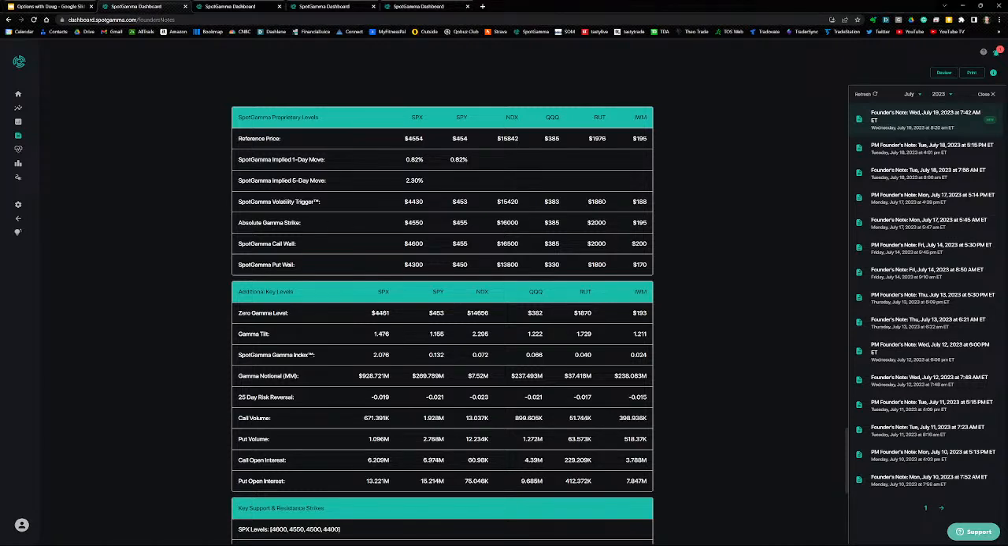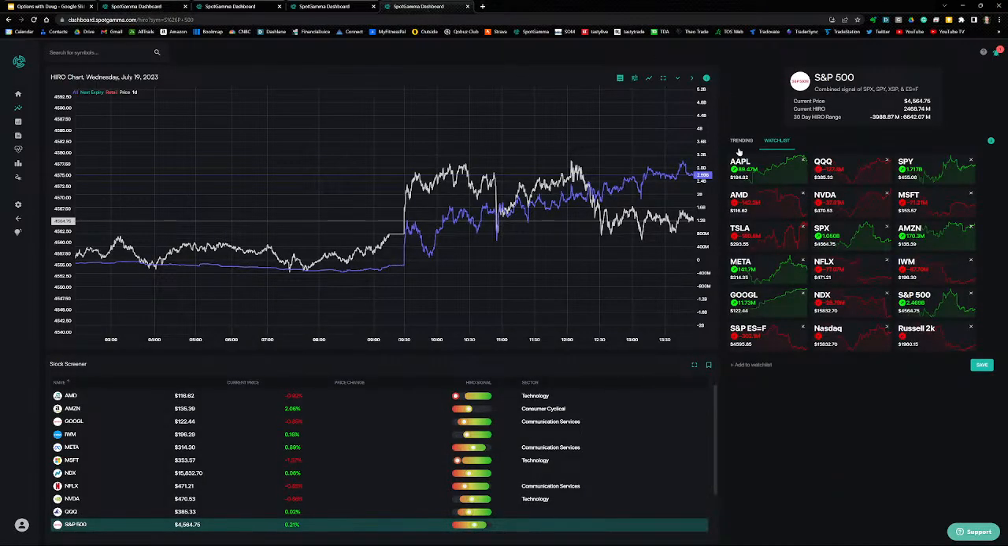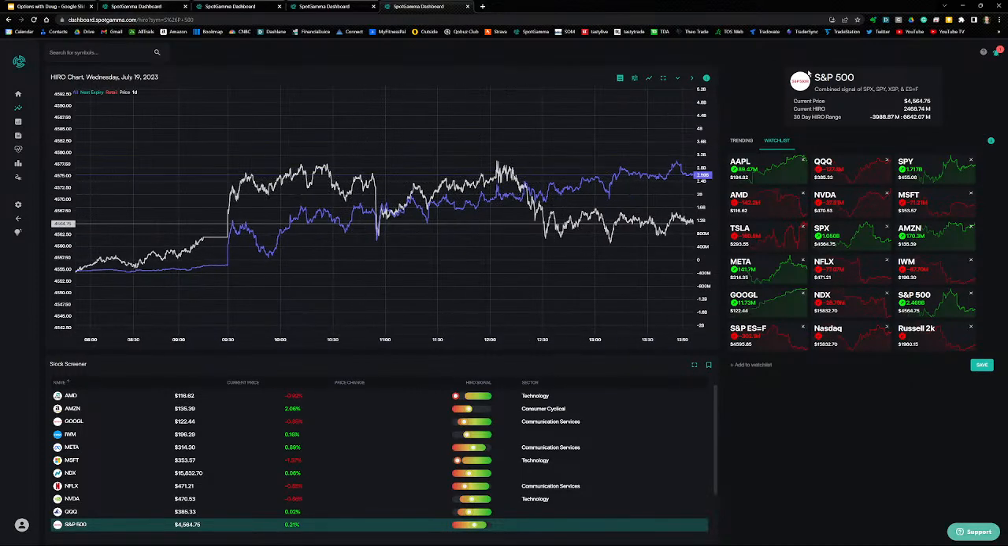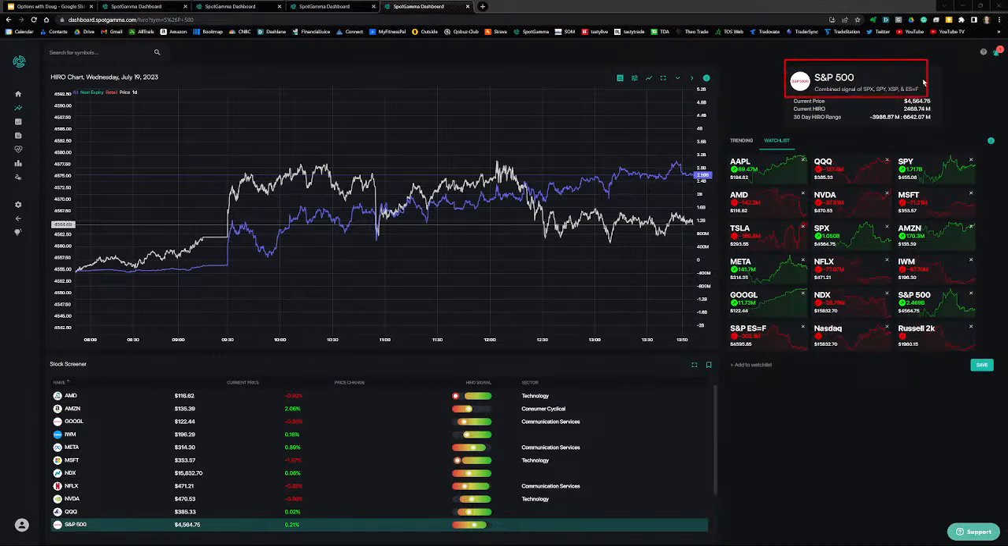All right, let's take a look at setups for today. So this is the S&P 500 signal for today. This is live. And again, this is showing a combined signal for the S&P 500, SPX, SPY, XSP, and ES futures, all into one combined signal.